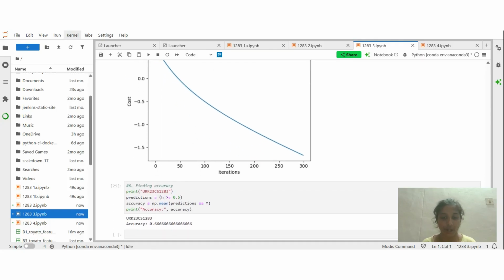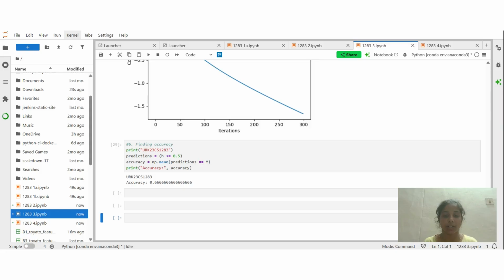And sixth one is accuracy. I calculated the accuracy to evaluate the model.